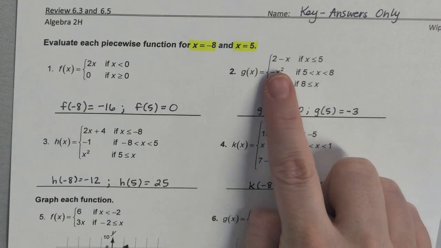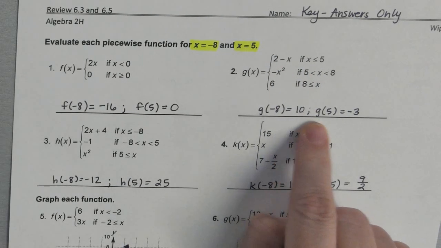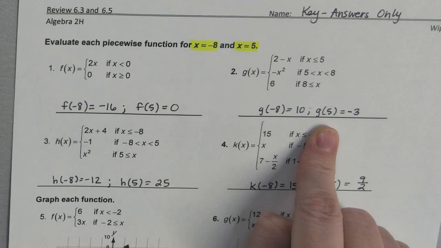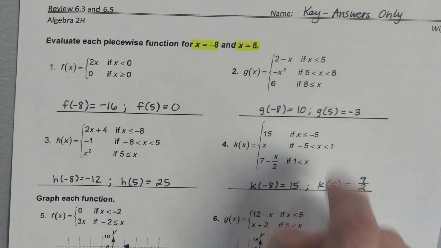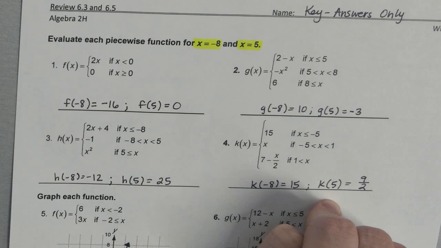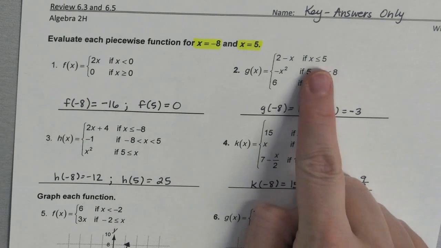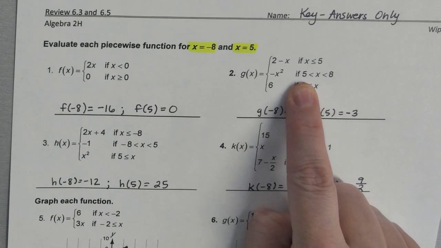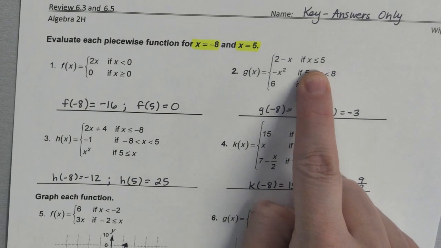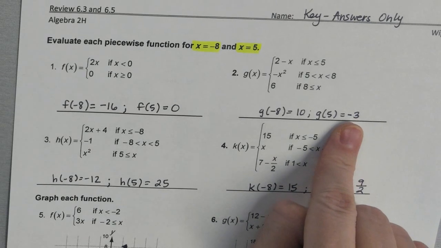Okay, because you're going to plug that into the first one, minus a negative becomes positive. And then g of 5, that fits into which one of these? The first one or the second one? The first one, because it's equal to, so that can be kind of tricky if it's here. So it's not this one, because it does not include the 5. This one includes the 5. Okay, so 2 minus 5 would be -3.